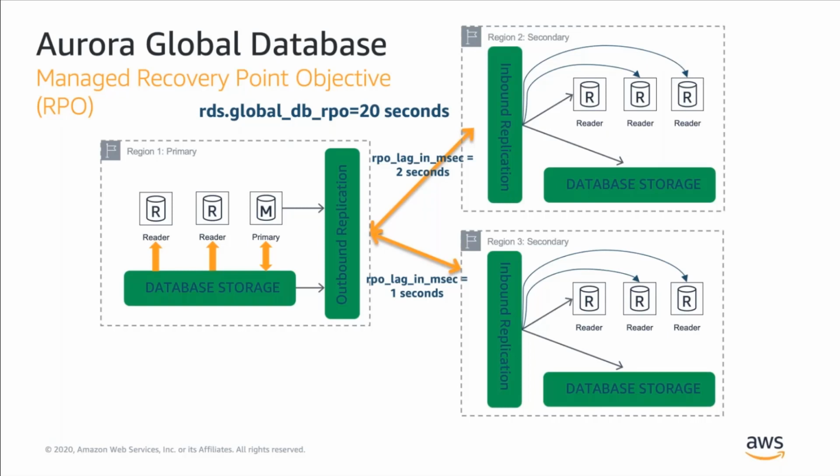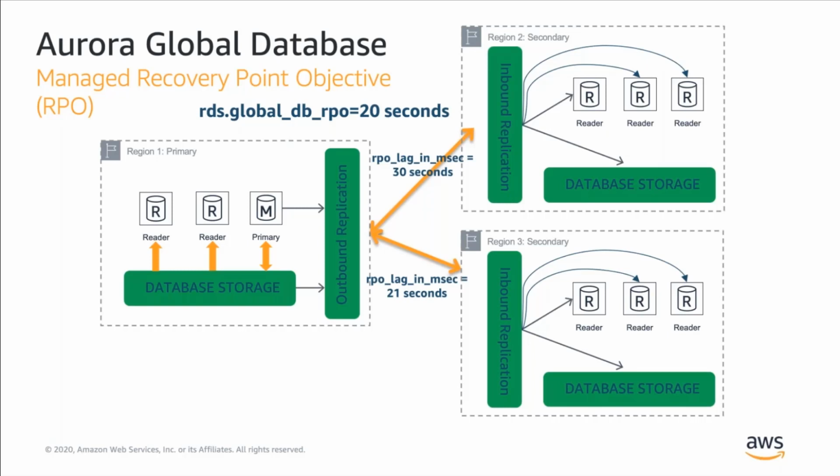In this example, the rds.globalDB_RPO parameter is set by the customer to 20 seconds, and the two secondary databases are lagging by 2 and 1 second respectively, so everything's fine, and managed RPO hasn't kicked in. I should point out that the metric you're seeing here, RPO lag in milliseconds, is one of the metrics available in Global Database that lets you track how your secondaries are doing relative to your primary. Customer set the target to 20 seconds, and the secondaries are well within that target.